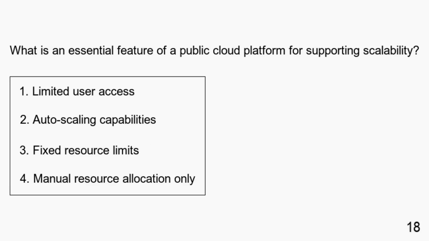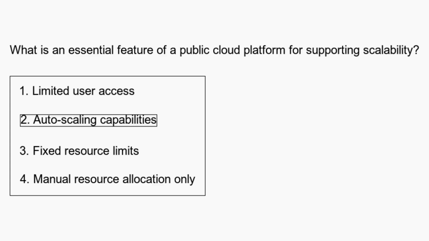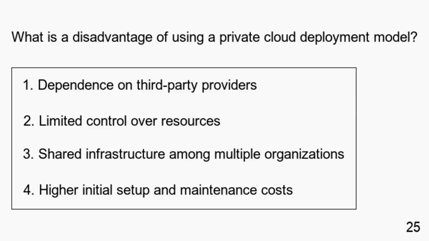Limited user access. Auto-scaling capabilities. Fixed resource limits. Manual resource allocation only. Auto-scaling capabilities in a public cloud platform automatically adjust resource capacity based on demand, supporting scalability without manual intervention. What is a disadvantage of using a private cloud deployment model?